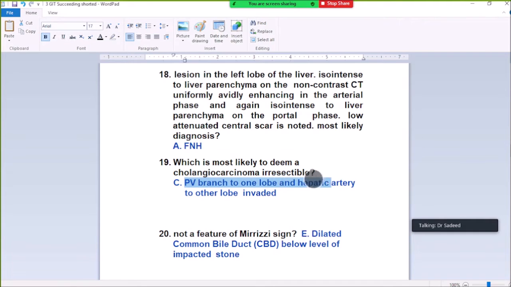Portal venous branch to one lobe and hepatic artery to the other lobe is invaded, so the cholangiocarcinoma is irresectable.